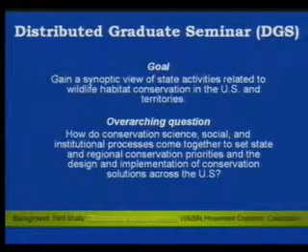Now on to the distributed graduate seminar. The goal of the seminar was to gain an overall view of wildlife conservation activities in the United States as a direct result of the state wildlife action plans.